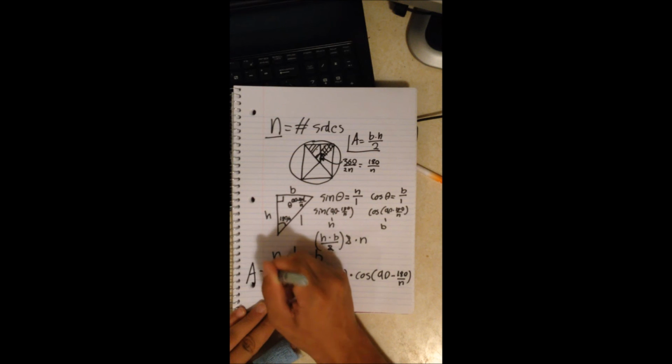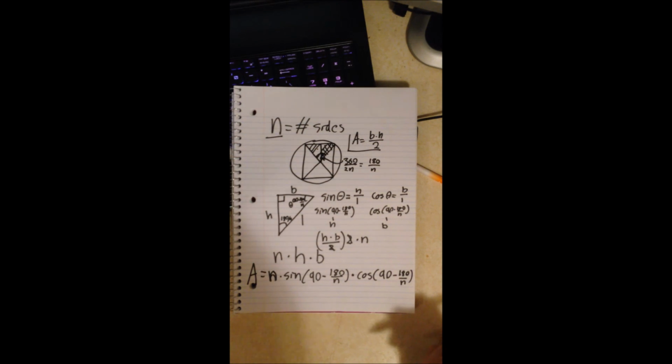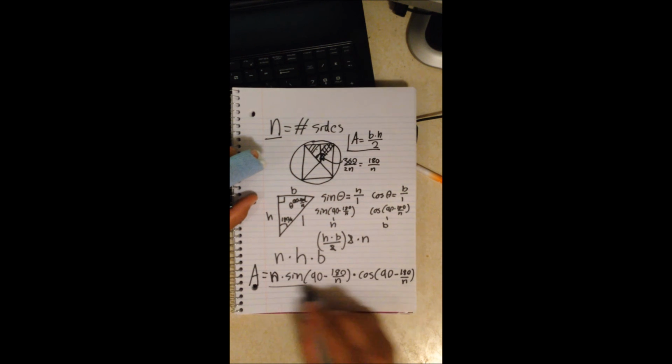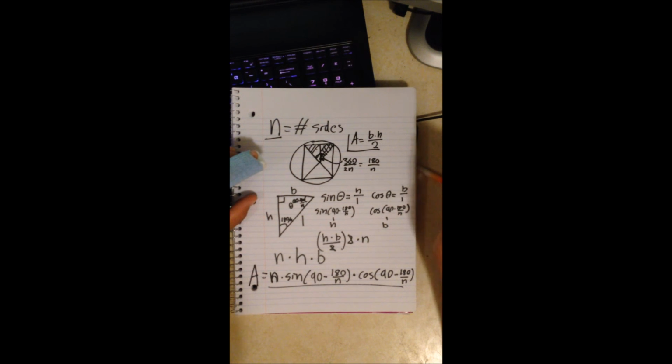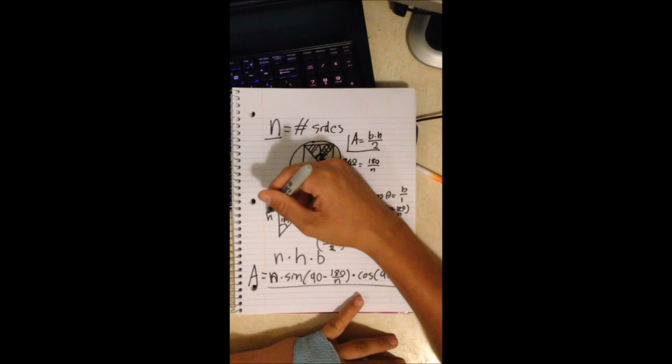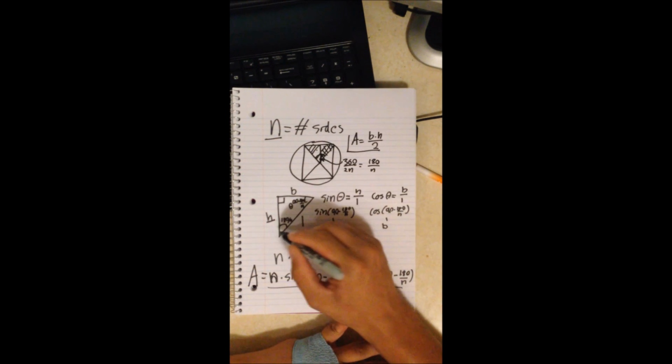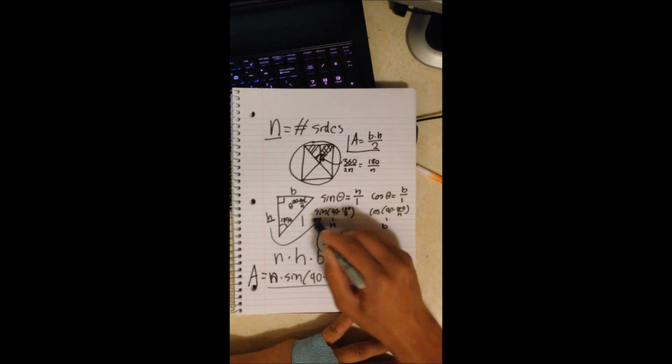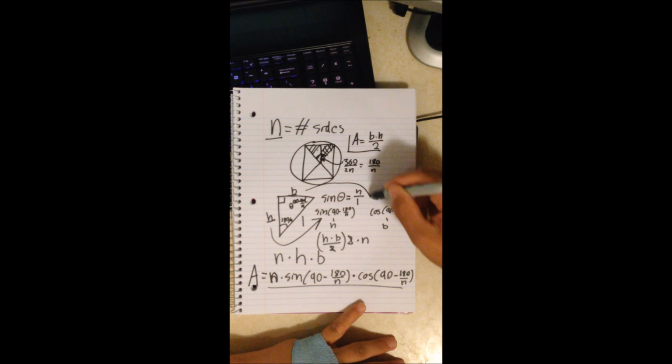This gives you the area of a polygon inscribed in a circle of radius 1, and n is equal to the number of sides. To make things a bit more clear, this h is the same as that, and this b is the same as this.